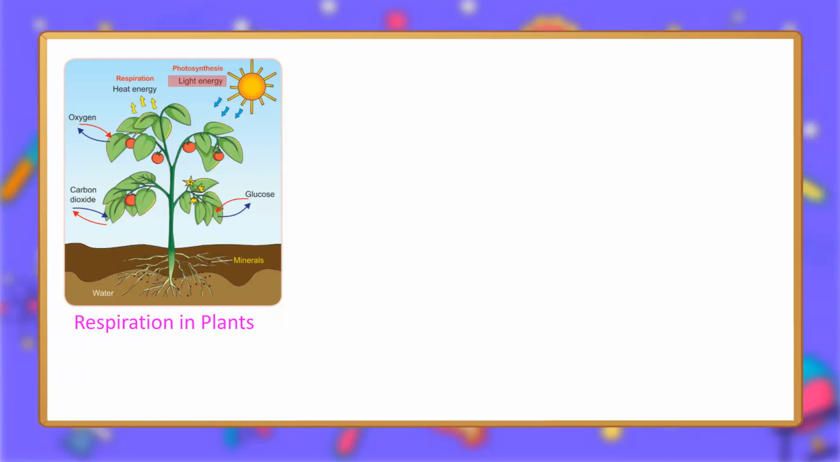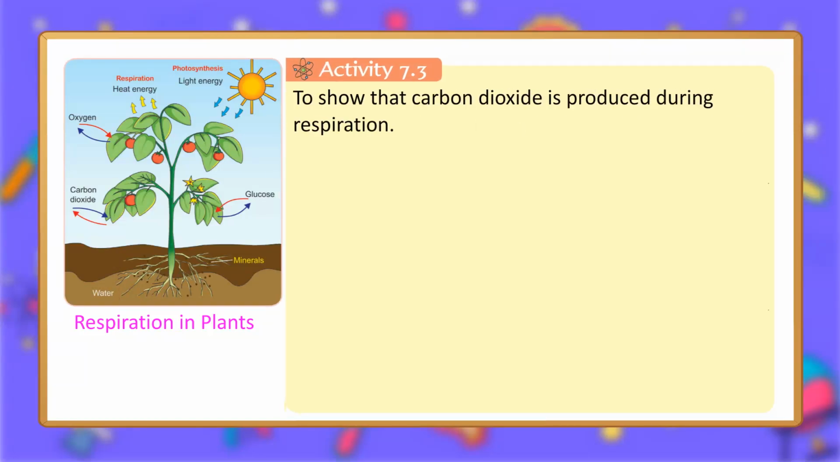Photosynthesis: light energy. Respiration: heat energy. Oxygen, carbon dioxide, glucose, minerals, water. Activity 7.3: to show that carbon dioxide is produced during respiration.